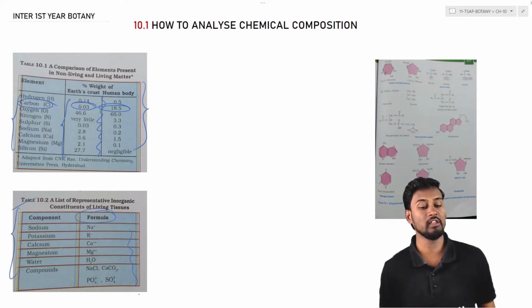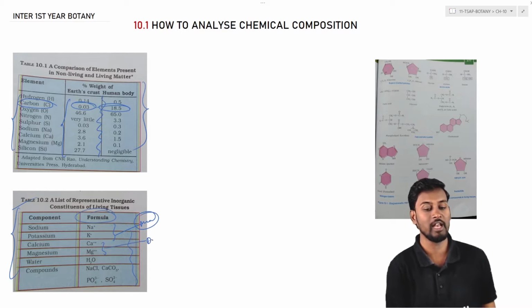Here we can see sodium is represented by Na, potassium is K plus, calcium is Ca plus 2, magnesium is Mg plus 2. So these three are monovalent, called monovalent cations. These are called divalent cations because they can form two bonds, and this is monovalent because they can form a single bond.